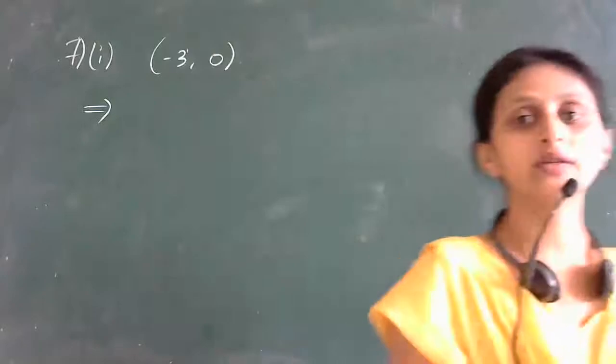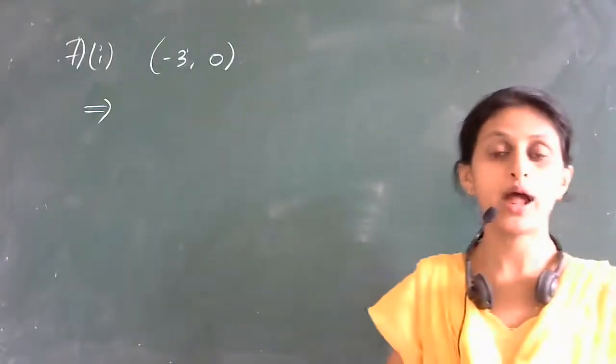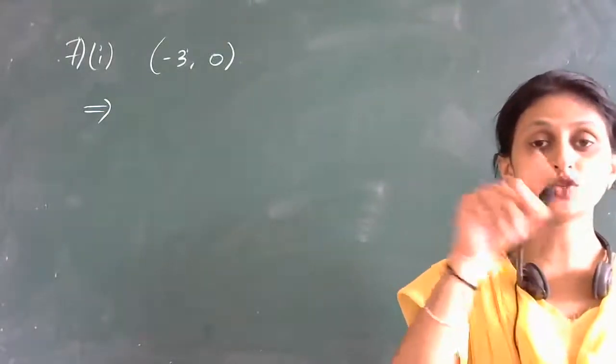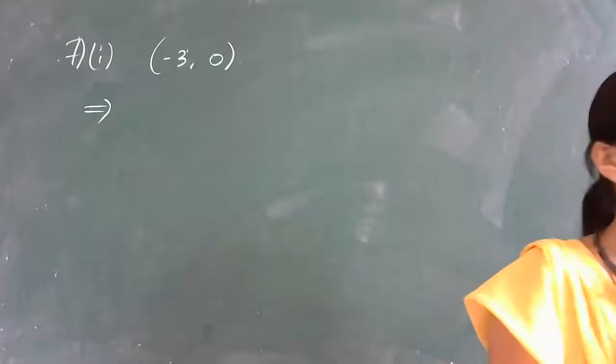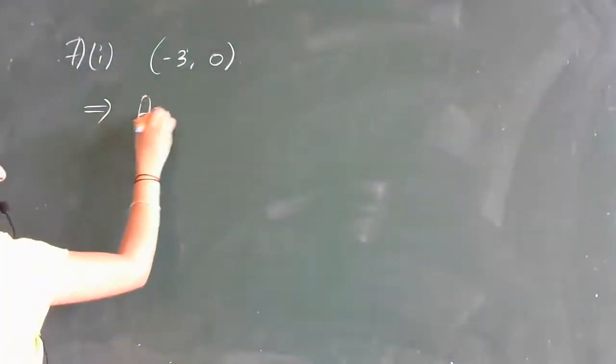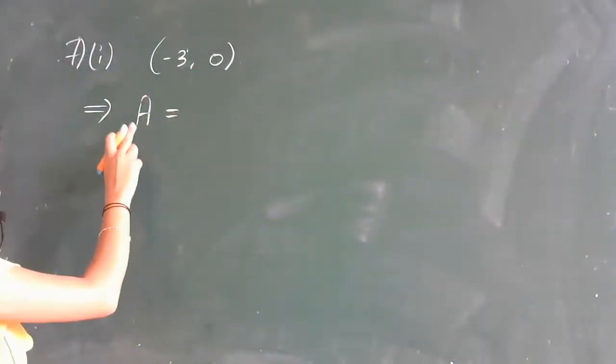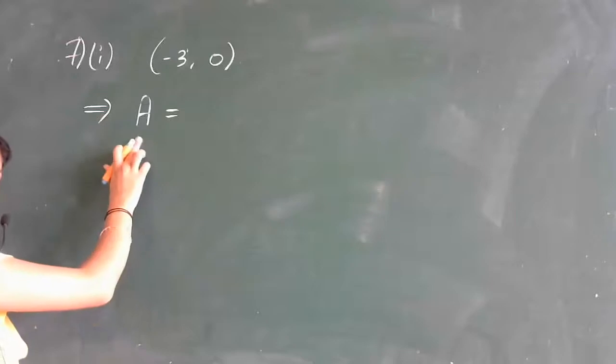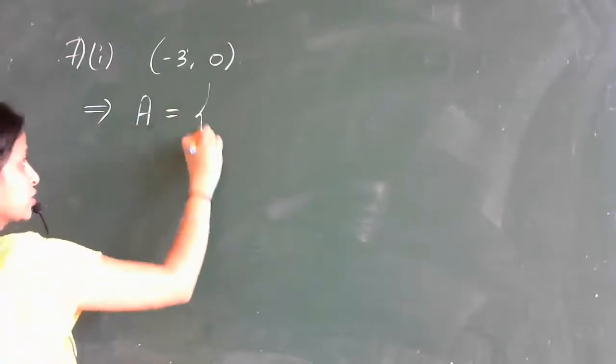Now here they have given us the interval minus 3, 0, and at both endpoints it is an open interval. So what can you say? You can say that both the endpoints are not included, right? So let us write it in set builder form. Let us give it some name. Let us represent the set by some capital letter A. So how will you write it?